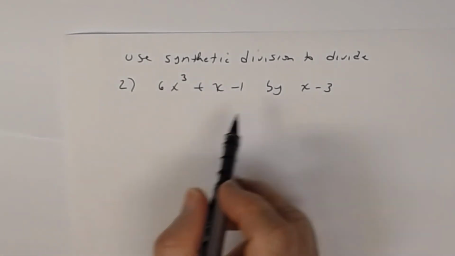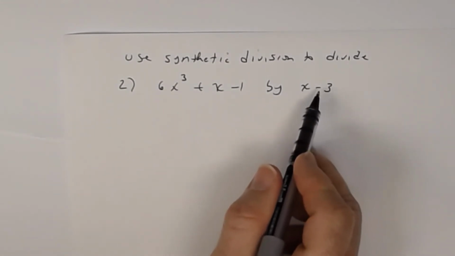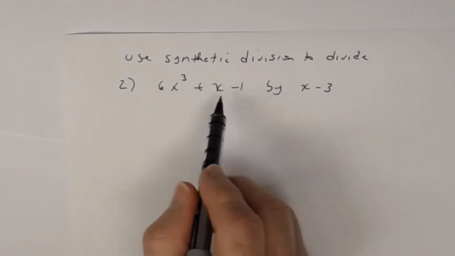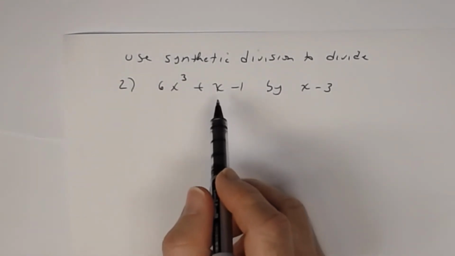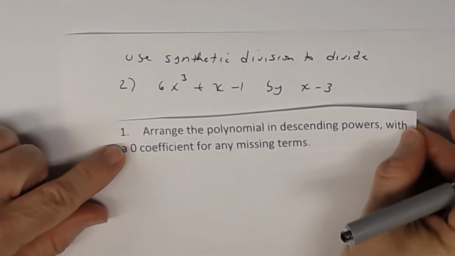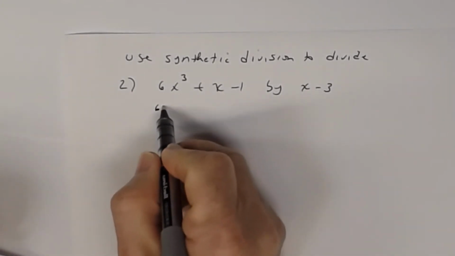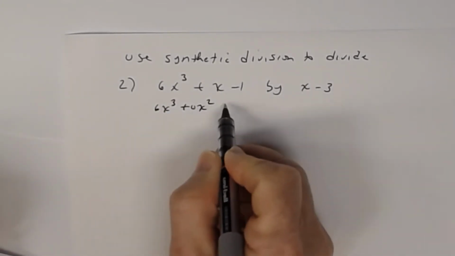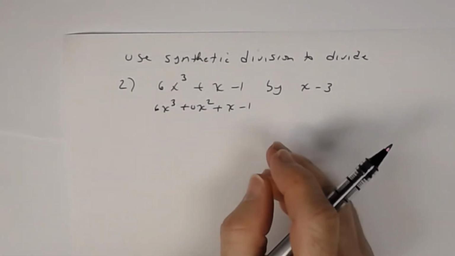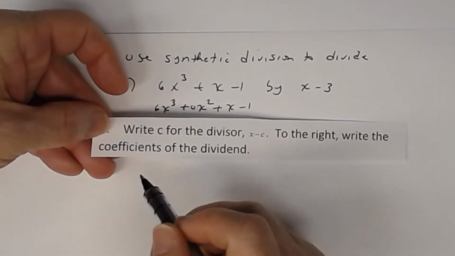All right, so first thing you do, remember step 1 is to determine what C is, and also make sure this is in descending order. So step 1: arrange the polynomial in descending powers with a 0 coefficient for any missing term. So just remember this right here, 6x cubed plus 0x squared plus x minus 1, okay? And then step 2 is to write C for your divisor, and then to the right, write the coefficients of the dividend.